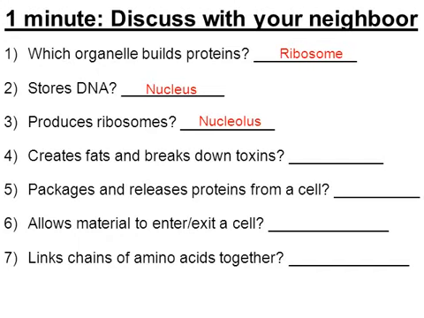Which organelle creates fats and breaks down toxins? Well, that's the smooth ER. Which organelle, number 5, packages and releases proteins from a cell? Well, that's the Golgi body. Remember, they're put inside of a protective vesicle. Number 6, which organelle allows materials to enter and exit a cell? Well, that's the cell membrane, also called the plasma membrane. Number 7, which organelle links chains of amino acids together? Well, that's the same thing as question number 1. Question number 1 and question number 7. It's the same question, just worded a little differently because amino acids make proteins.